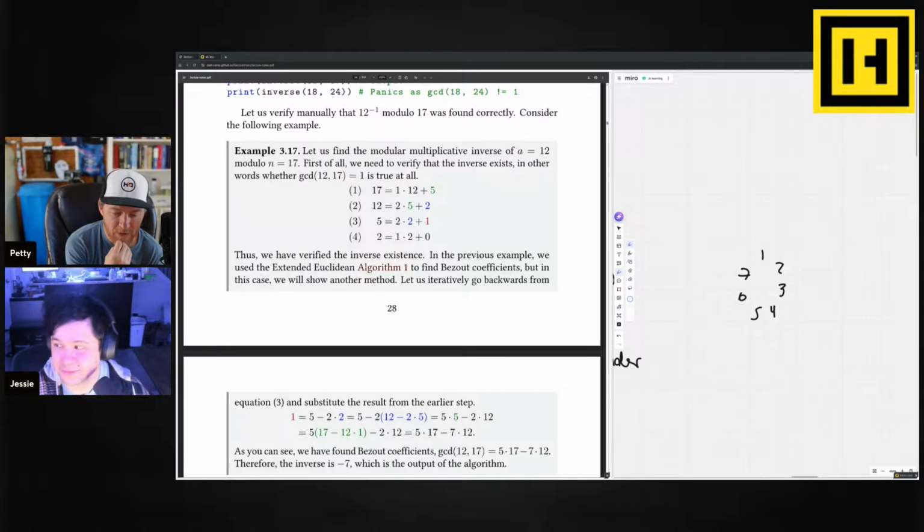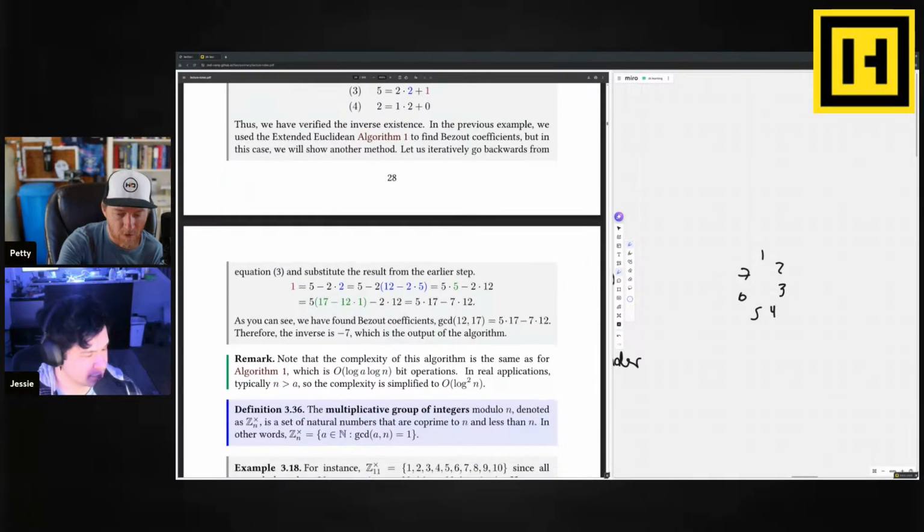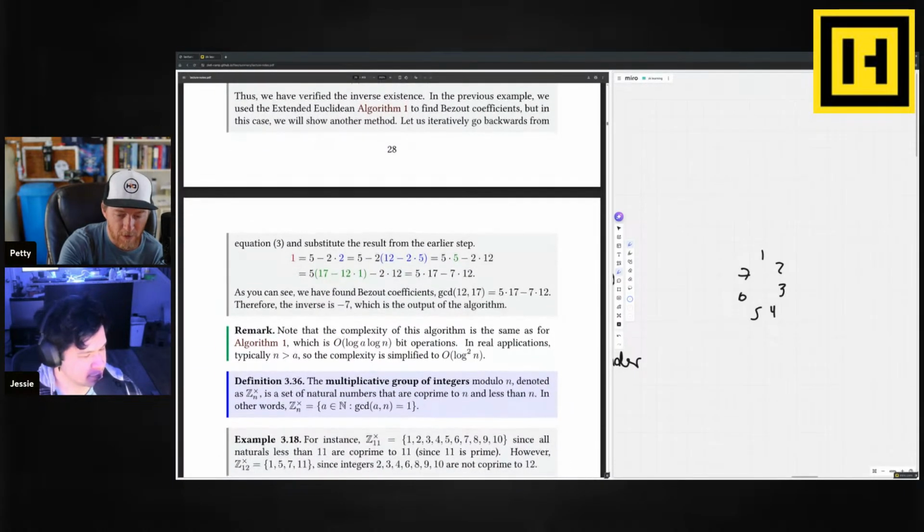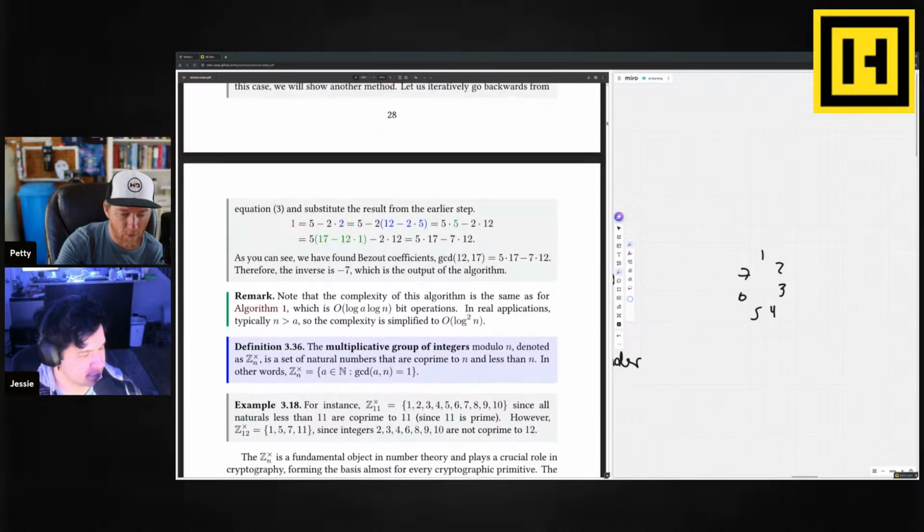It's cool. This means that an inverse exists, which means that you can find an inverse. They've previously used Bezout coefficients, but in this case, we'll show you another method. Let us iteratively go backwards from equation 3.